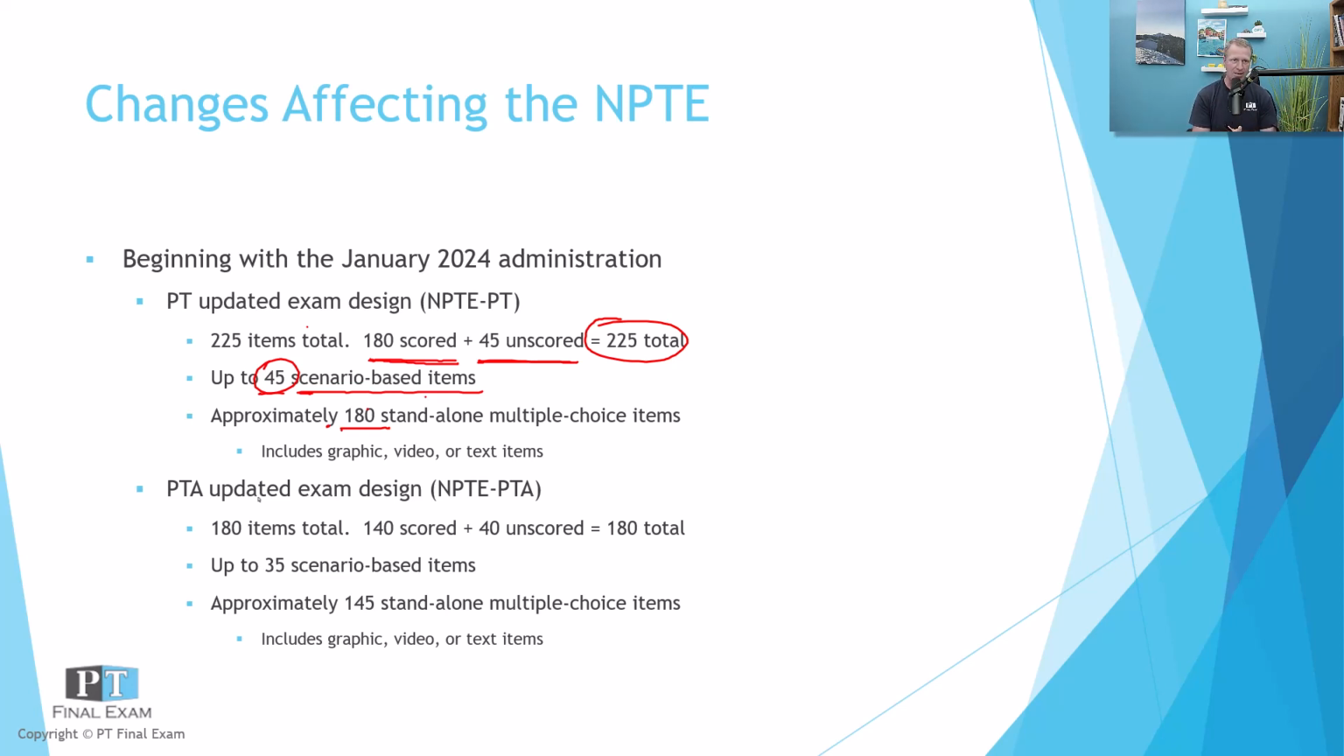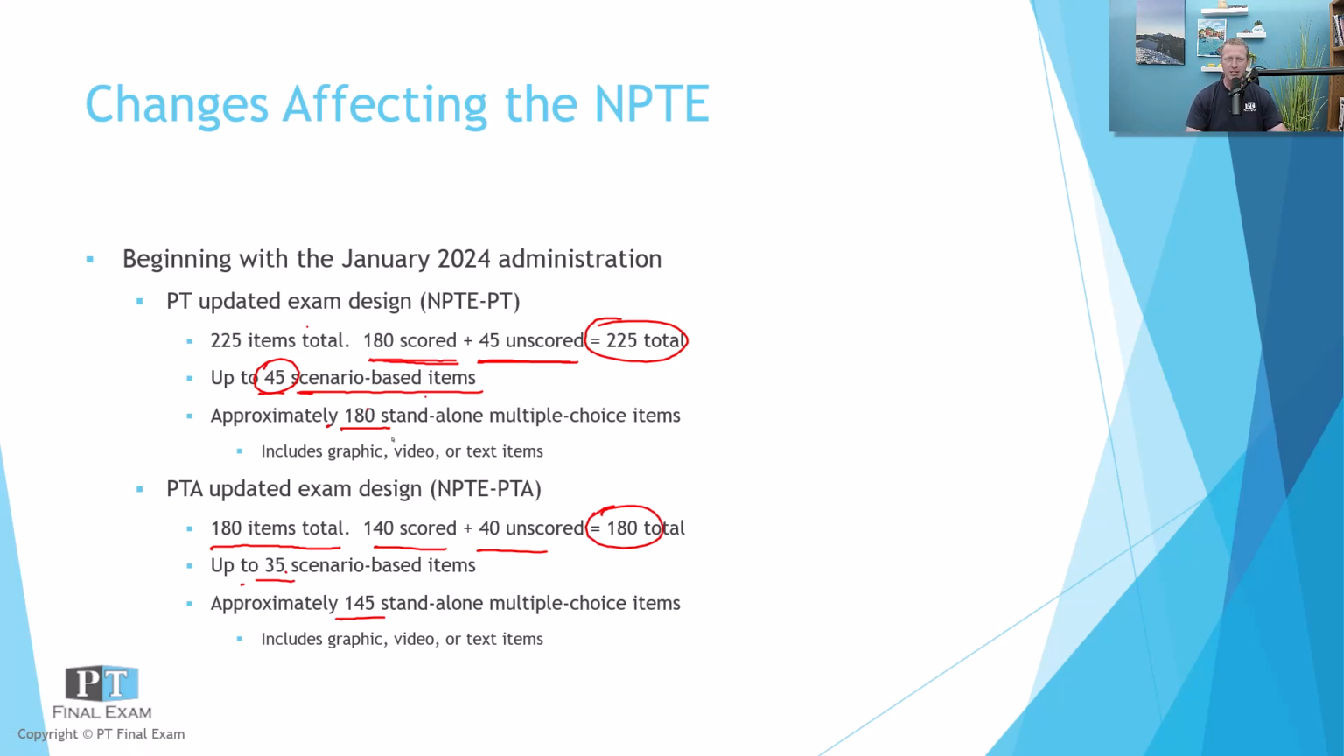For the PTA administration, so the PTA exam updates, again, they reduced the number of questions to represent a total of 180 items. 140 are scored, 40 are unscored for that grand total of 180. So on the PTA administration, you can expect somewhere around 35 scenario-based items. Again, following a very similar proportion to the PT exam, there will be 145 standalone items, all of that to include graphic items, video items, image, or just simple text items. So you can expect all of that on exam day.